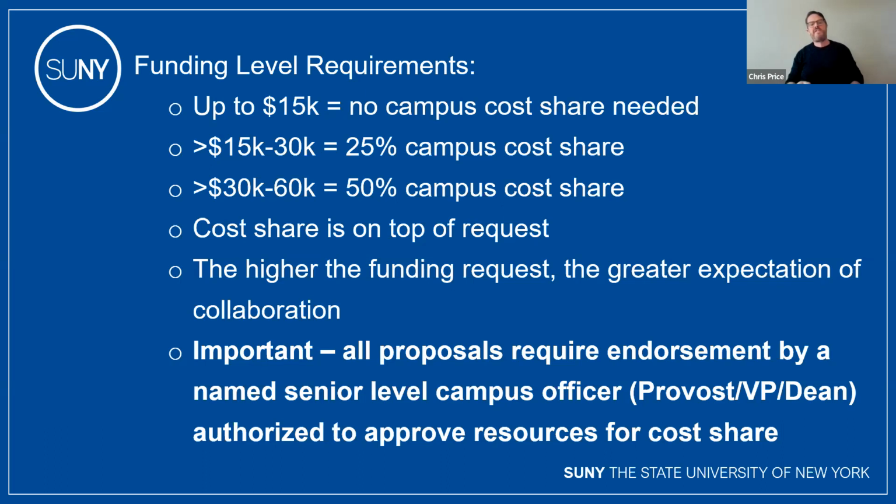The other thing to note too is the cost share is on top of the request. So for example, if you're requesting $30,000, the cost share requirement is $7,500. And then anything over 30 up to 60. If you ask for $60,000, the cost share requirement is $30,000 for a total budget of $90,000. So you can ask for up to 60, but if you do that, again, over $15,000, you'll have to indicate the cost share and what that's going to look like. I'll show you later an example of the budget spreadsheet and how you'll indicate your cost sharing items in your budget.